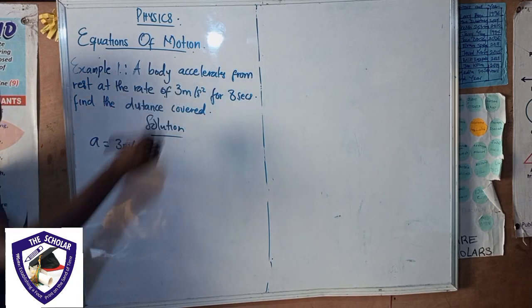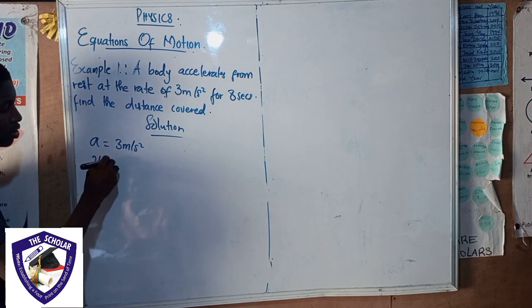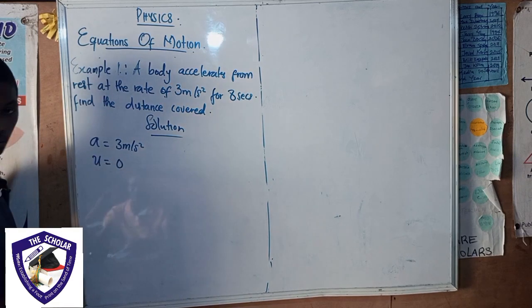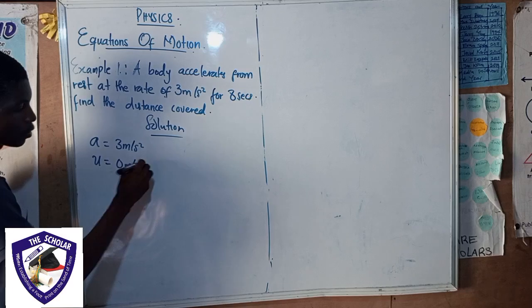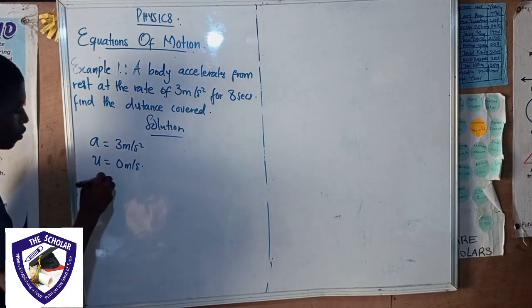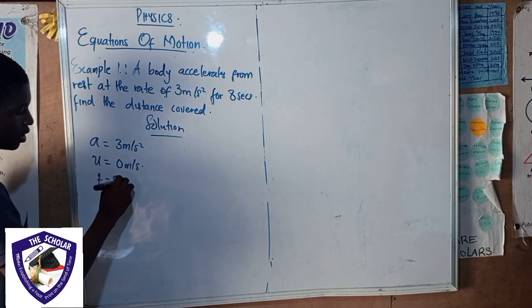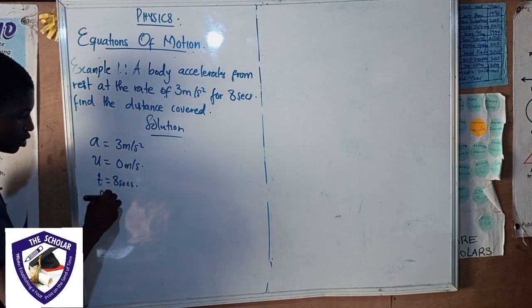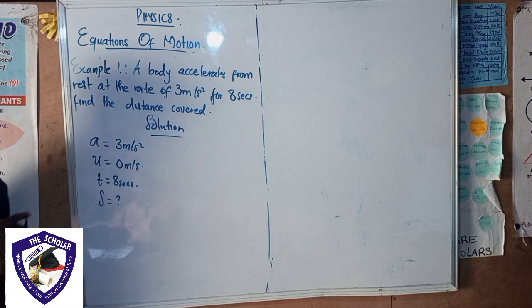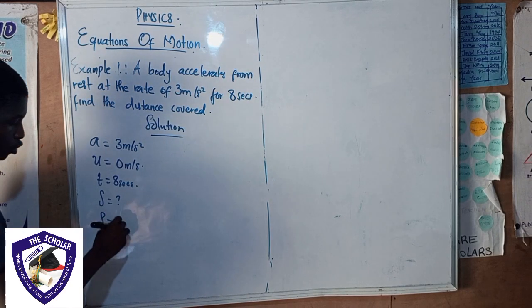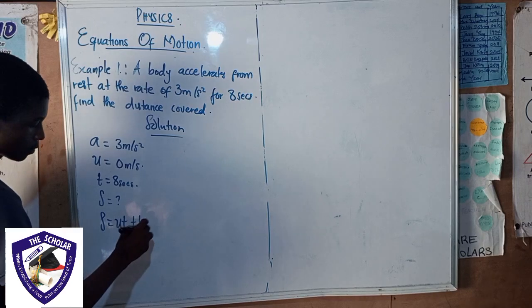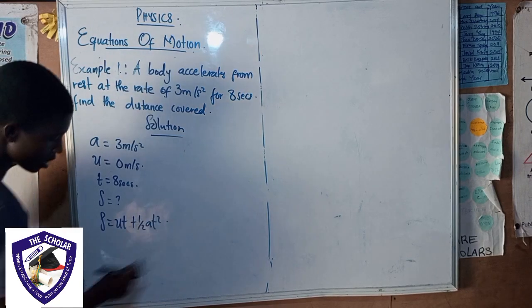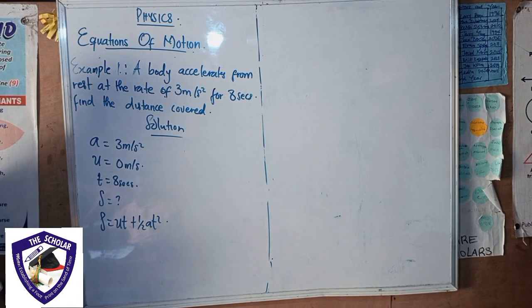Now, it says a body accelerates from rest. That means the initial velocity u is equal to 0 meter per second. Then we have for 8 seconds. That means our time is equal to 8 seconds. The question now says find the distance, which is our s. And we have in the equations of motion that our s is equal to ut plus half at squared. That means we can use this to get our distance.